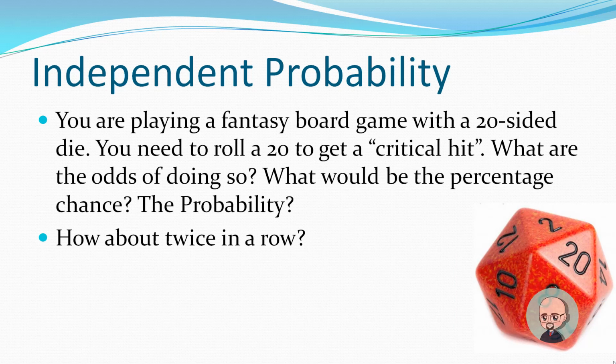You're playing a fantasy board game with a 20-sided die. You need to roll a 20 to get a critical hit. What are the odds of doing so? What would be the percentage chance? The probability? How about twice in a row?